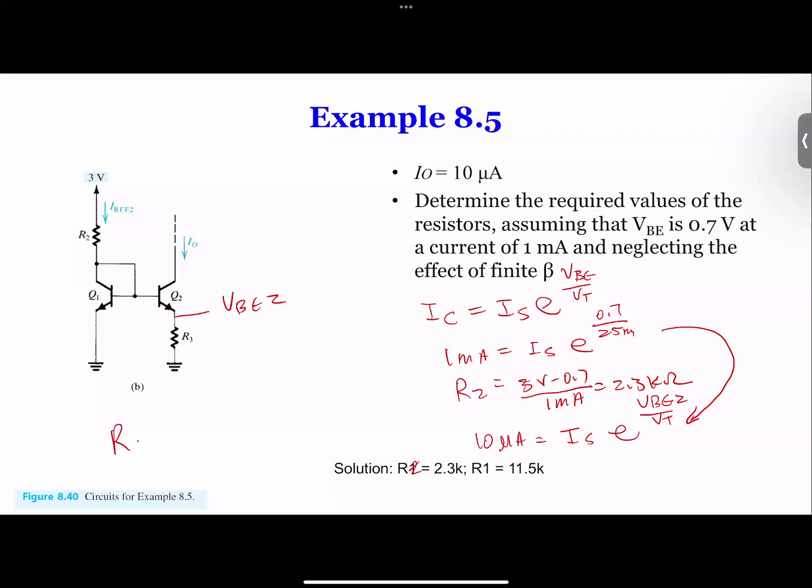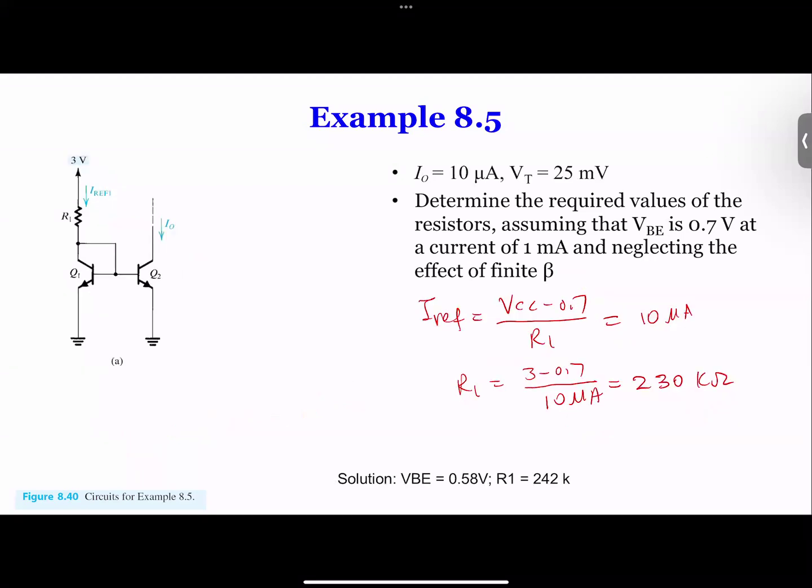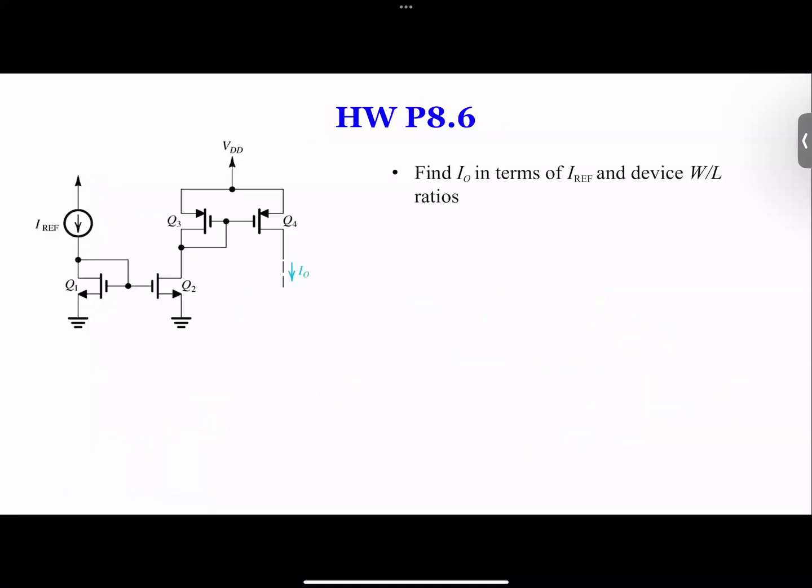So you can easily find R3 is equal to VBE2 divided by IO. This one we found out, the answer was 11.5 kilo ohms. So 2.3, the other one 11.5. We add this together, it's like 13.8. But the previous example, do you remember how much we got? 243, or 200-something. Let's see, it was 240, 230 ohms, something like that.